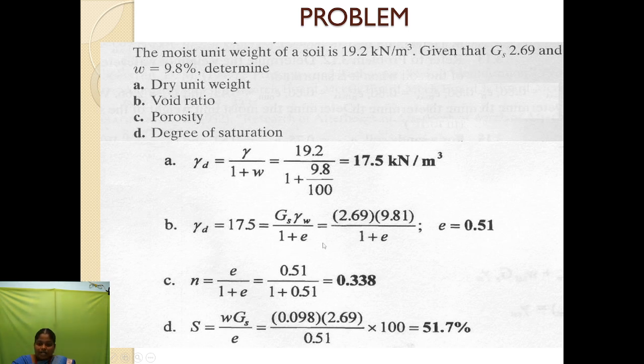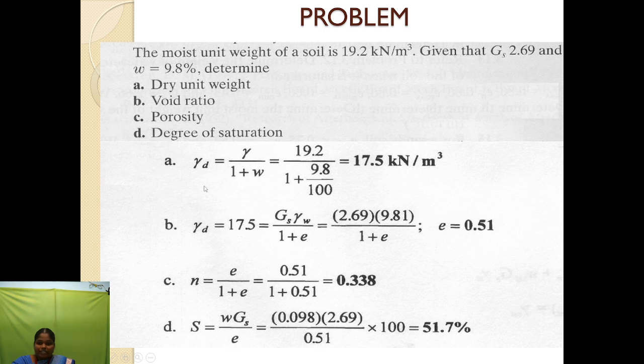So that value can be used to calculate the void ratio. The void ratio is given as 0.51. The third one is the porosity. The formula for porosity is e divided by 1 plus e, the ratio of the volume of voids to the total volume. We already found the void ratio 0.51, so 0.51 divided by 1 plus 0.51. The porosity is 0.338.